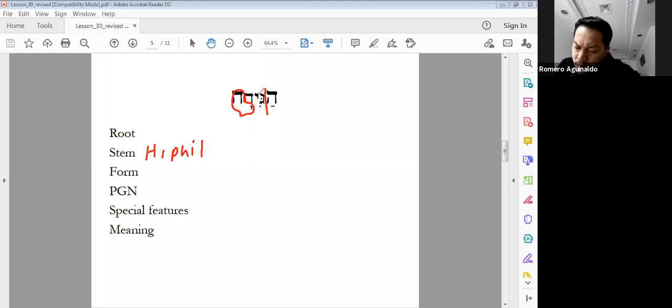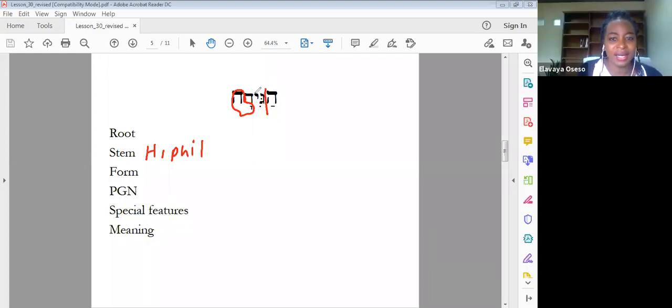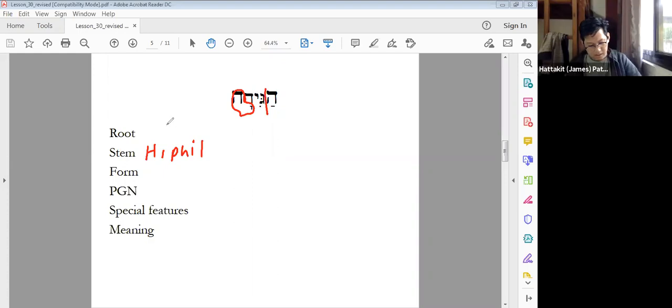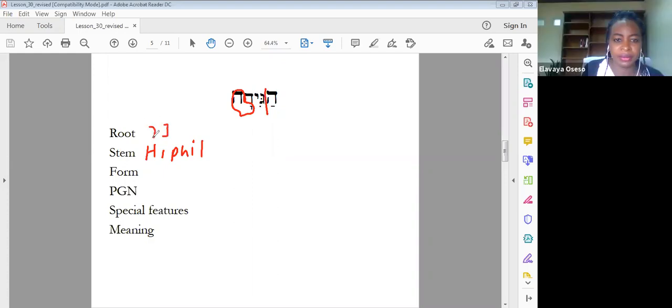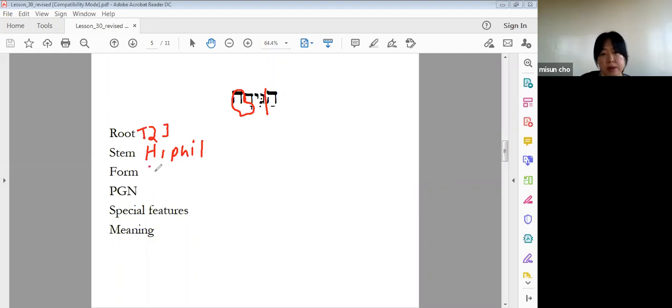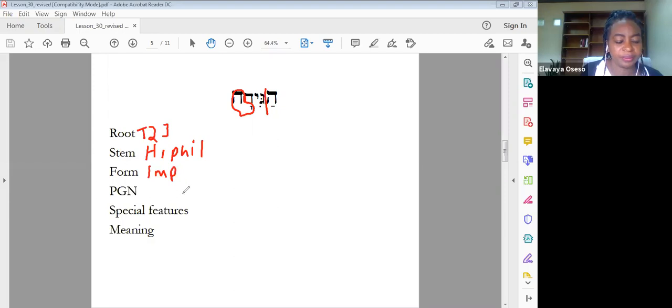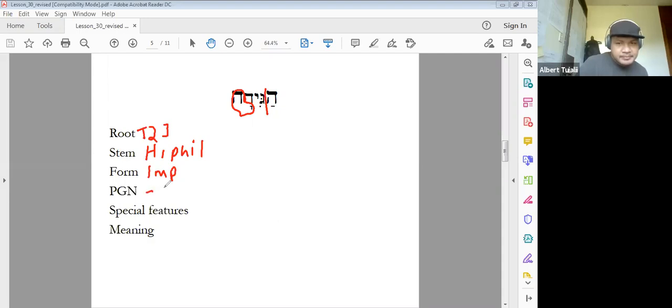Because the nun that we have here is an indicator of the Hefil stem. It is not part of the root. So what are our root letters then? Nagad. So we have Nun, Gimel, and Dalet. And the form is? Imperative. What is our PGN? MS, masculine, singular.